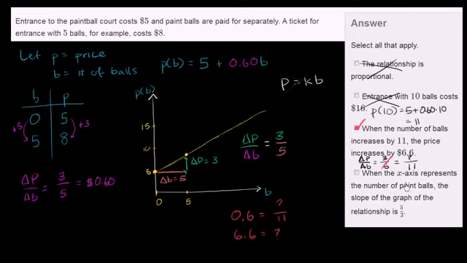And then finally, when the x-axis represents the number of paintballs, the slope of the graph of the relationship is 5/3. Well, here we did represent the x-axis, or the horizontal axis, as the number of paintballs, but our slope wasn't 5/3, it was 3/5. So this last statement is absolutely not right. So this is the only one that we can say applies.